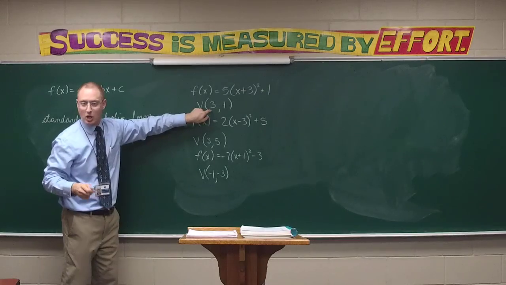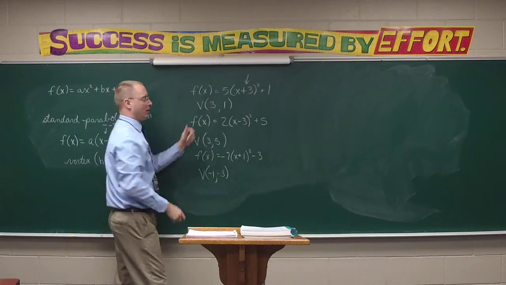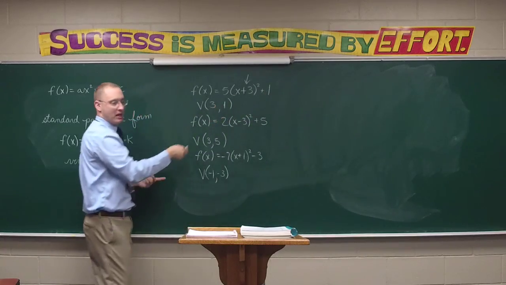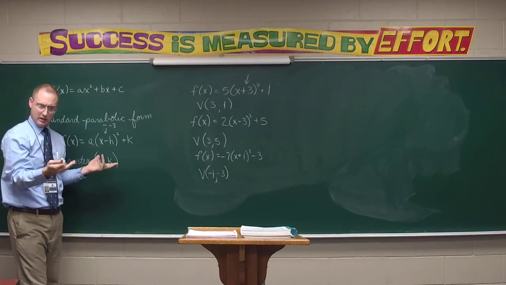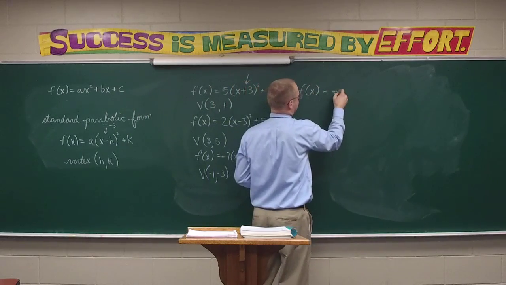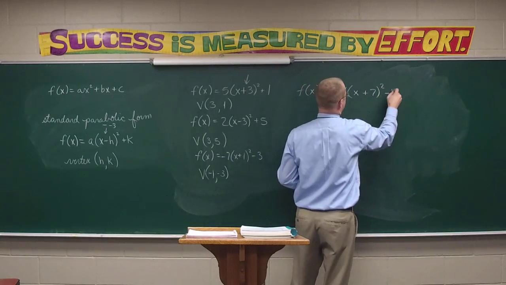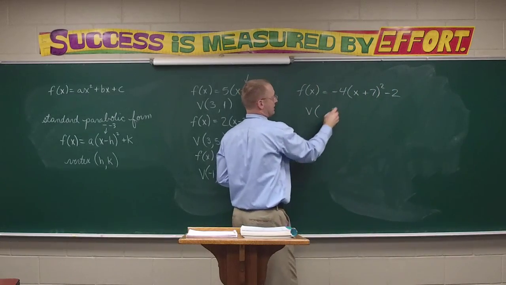Now it would be a negative. So basically think whatever the sign is right here, change it. Whatever the sign is here, keep it, and that's your vertex. Does that make sense? If I gave you a function f of x is negative 4 times x plus 7 squared minus 2, what would the vertex be, class?